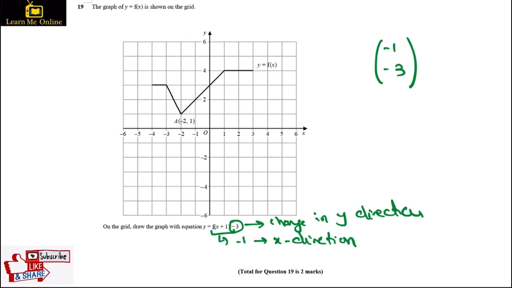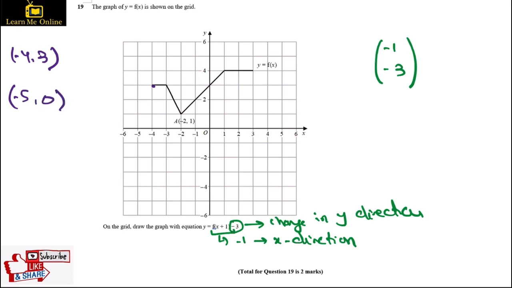How are we going to plot it now? I'm going to start with this point first of all. The coordinates of this point are minus 4 and 3. So I'm going to write down the coordinates of the first point. Because the horizontal change is minus 1, minus 4 and minus 1 would be minus 5, and 3 take away 3 would be 0.